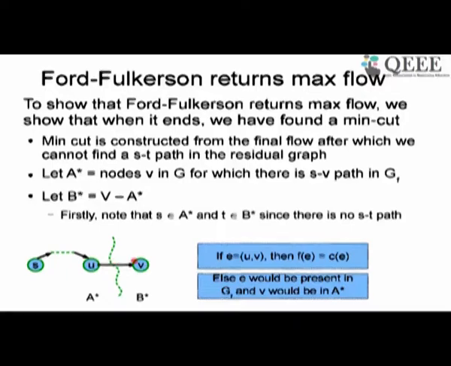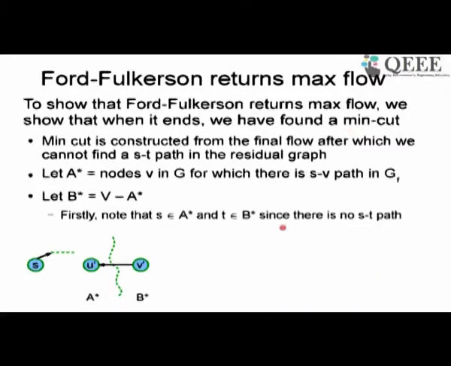V is connected to U via an edge which has positive weight. Therefore, in G_f there must be a path to V. So then V would not have been in B star, V would have been in A star. So the only way that V can be in B star is that this edge is saturated. Is that clear? That's the only way that V will be in B star. V is not in A star, which means V is not reachable from S. Only way that can happen is that this edge is saturated. So every forward edge is saturated.